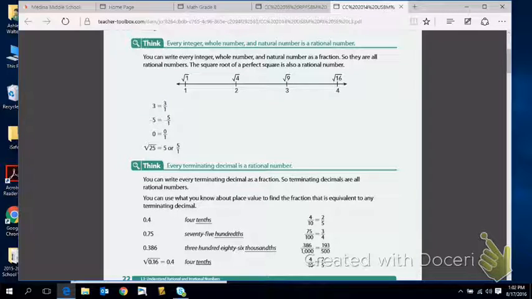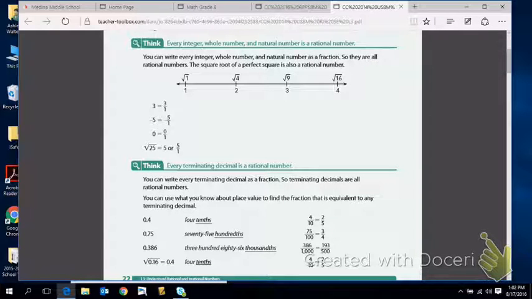Rational numbers can be represented in a variety of different forms. Every single integer, whole number, and natural number is a rational number. It's a rational number because it can be turned into a fraction, just as the definition states. All integers, whole numbers, and natural numbers can be turned into a fraction if they have a denominator of 1.